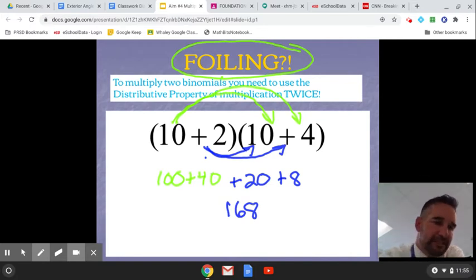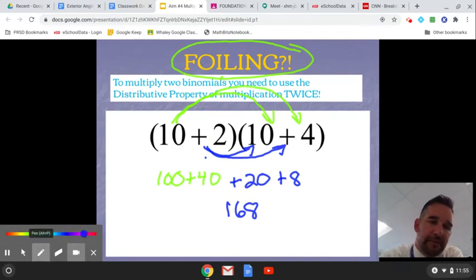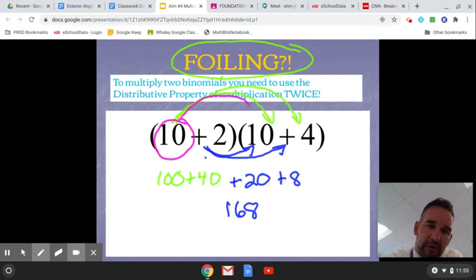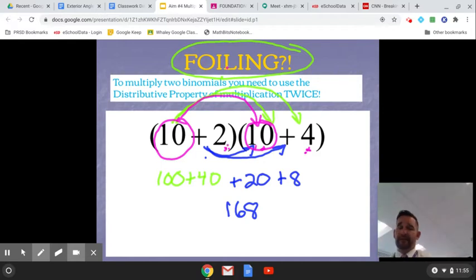Now, why do some teachers call it FOIL? Well, because the F stands for first. You're taking the first term here and multiplying it by the first term over here. Then you're taking the O, that's the outside term, to this outside term. Inside terms, that's the I. And then the L stands for the last terms. I don't get into that because people then think they have to memorize it. Just double distribute. Distribute the 10, then distribute the 2. Add your pieces up, and you got it.